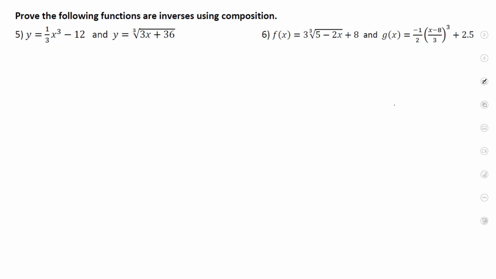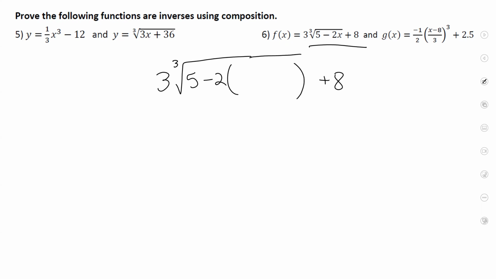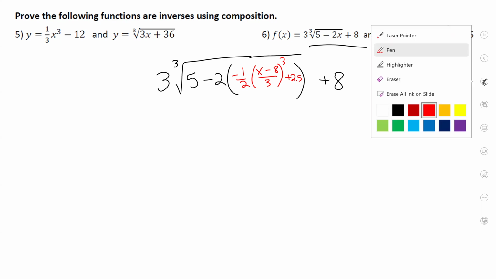All right, guys, we're gonna plug it in. So I'm gonna write this one nice and big. All right, I'm gonna put a big parentheses for that x. Everything else is gonna stay the same. Now I'm gonna plug in this other one into these parentheses. So -1/2 times x minus 8 divided by 3 cubed plus 2.5. Okay, so let's go ahead and start.